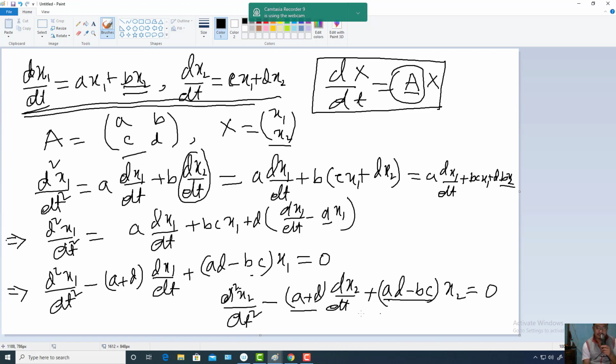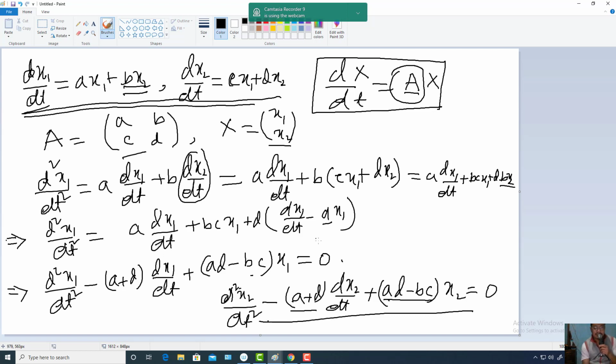You know how to solve this one, you already know it. You put here m square minus (a plus d) m plus ad minus bc. You get an equation, solve that equation for m, and then you get a solution in terms of exponential function. That is normally how we solve such type of differential equation.